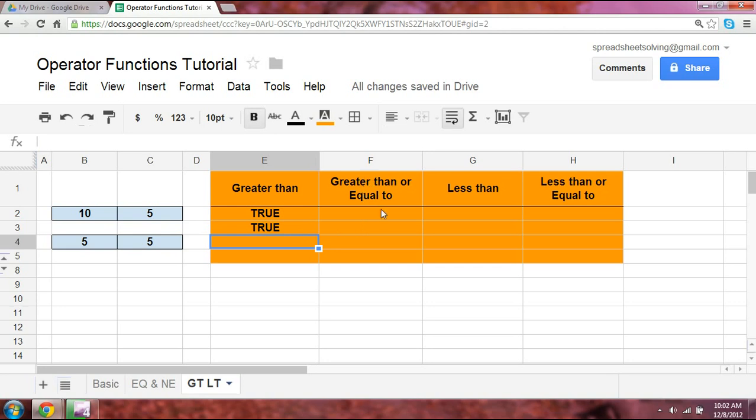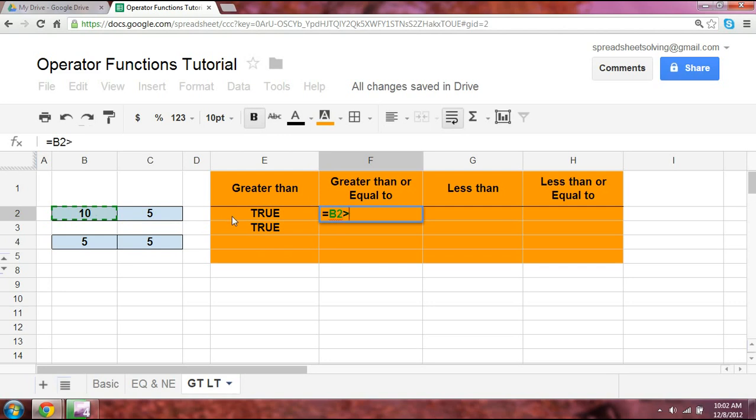Let's move on to greater than or equal to. What is the sign for this? It's simply cell B2, greater than, equal to. You can have them adjacent to one another, followed by the number you're comparing it to, which is C2. At that point, the answer is true.